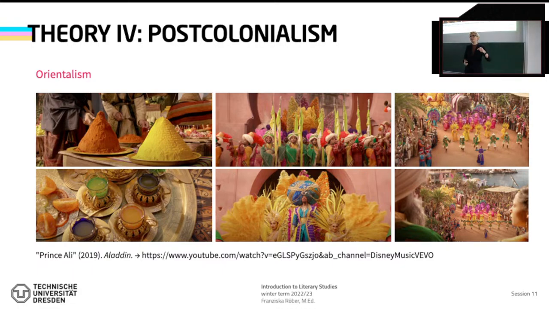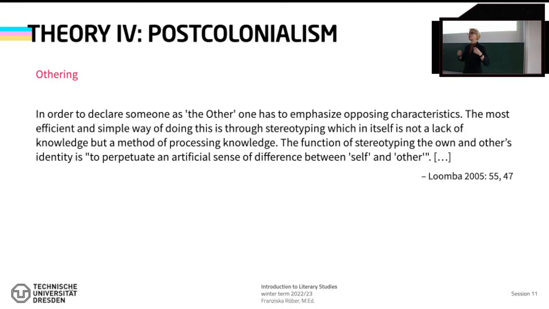The thing is, before we get to Orientalism, and this is something I left out last week, we need to very briefly talk about othering, which I have implicitly talked about last week already when we were talking about questions of race and ethnicity, and how people that look different have differences that are embedded and imbued with social difference. So in this case, a different skin color denotes also different characteristics, different social treatment, different cultural treatment. And this process, which is what we can break Orientalism down onto to a certain degree, is othering. Othering does not mean anything else but pointing out certain differences. Lomba says that in order to declare someone as the Other, and the capitalization is vital, one has to emphasize opposing characteristics.